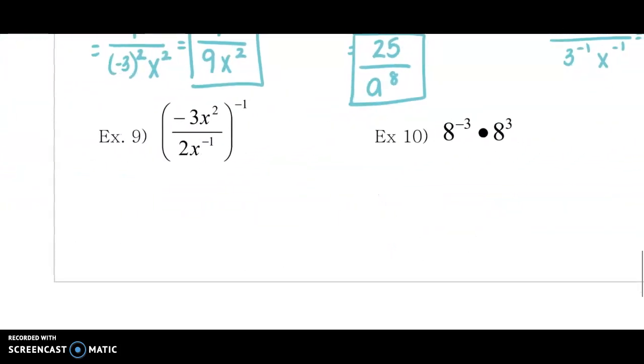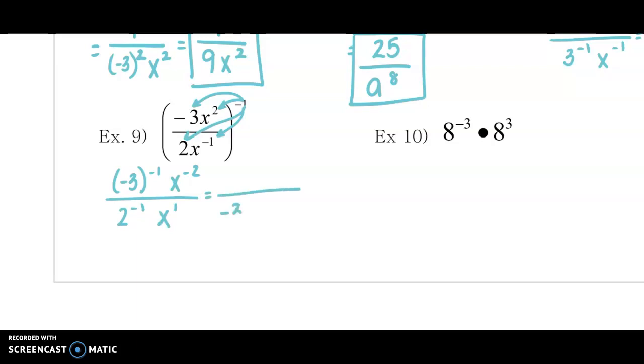Okay, 3 more problems. So again, here, I distribute the negative first to everything. So I'm going to have negative 3 to the negative first, x to the negative second, over 2 to the negative first, x to the first. It actually flipped that and made that positive, which is nice. So now, if I look at this, negative 3 to the first is going to come to the bottom. X to the second is going to come to the bottom. Now if I look at the original denominator, 2 to the negative first will come up top. X to the first will stay where it is. It doesn't have to move anywhere because it's not negative. So then 2 over negative 3, x to the second times x to the first, add the exponents, it becomes x to the third.